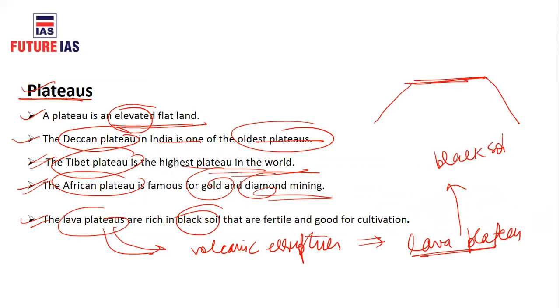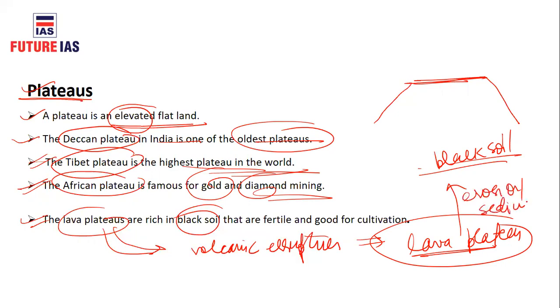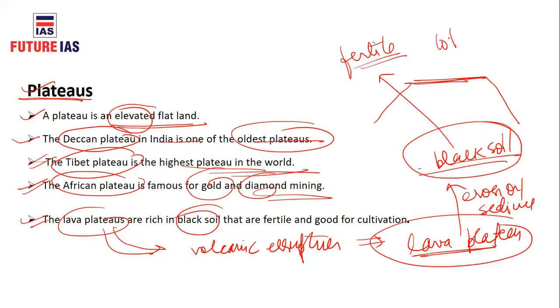First of all, you must understand, these lava plateaus predominantly consist of lava, which after erosion and sedimentation has led to the formation of black soil. And these black soils are very fertile in nature. That means it is also called cotton soil. Cotton soil means it is used for growing cotton. So sometimes it is also known as black cotton soil.